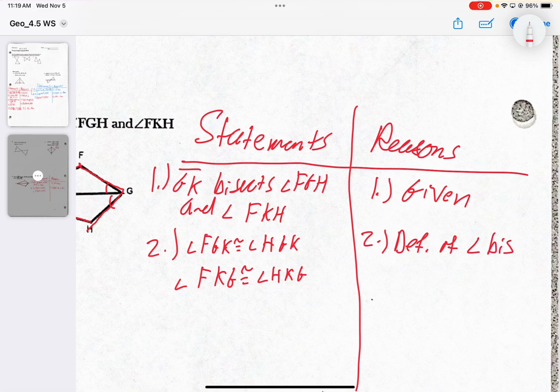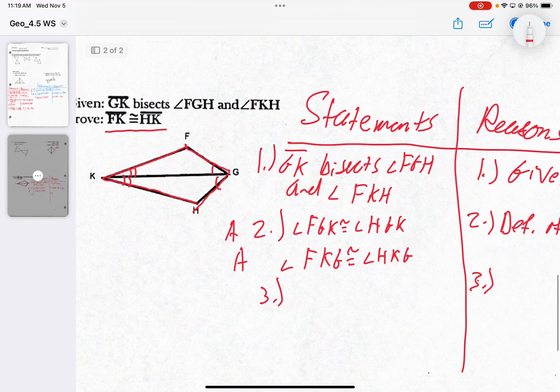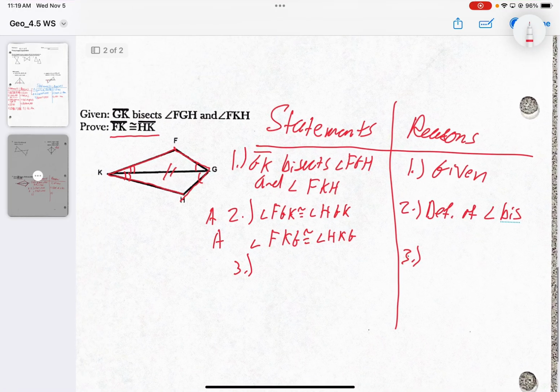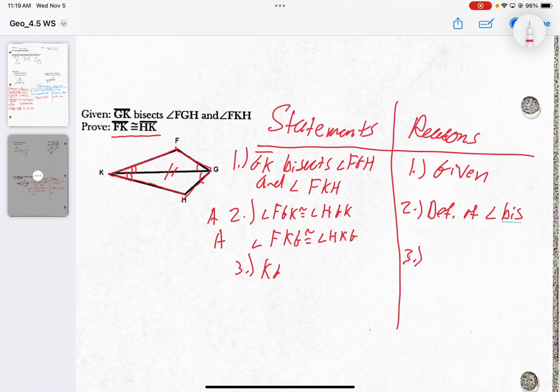Good. All right, I just got two angles. I used my only given for all that it's worth. So when that happens and I still need more information, I should go back to the picture, right? So what can I get from my picture? You said what, Tegan? Which side? KG is congruent to KG. Why? What would I put under my reasons? Good, reflexive property.